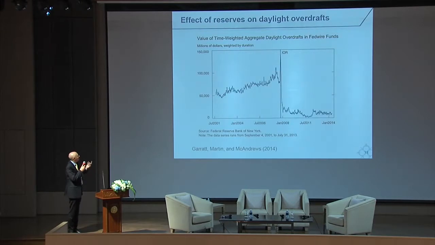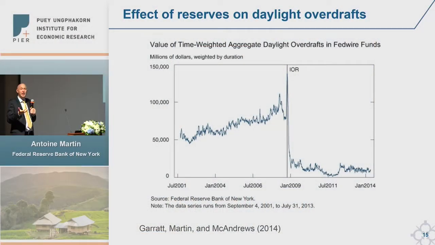Another thing that's been interesting is to look at the amount of intraday credit that the Fed extends to have a smooth functioning of our payment system. So before the crisis, because reserves were scarce, we made intraday credit available to banks so that they could make their payments as efficiently as possible.